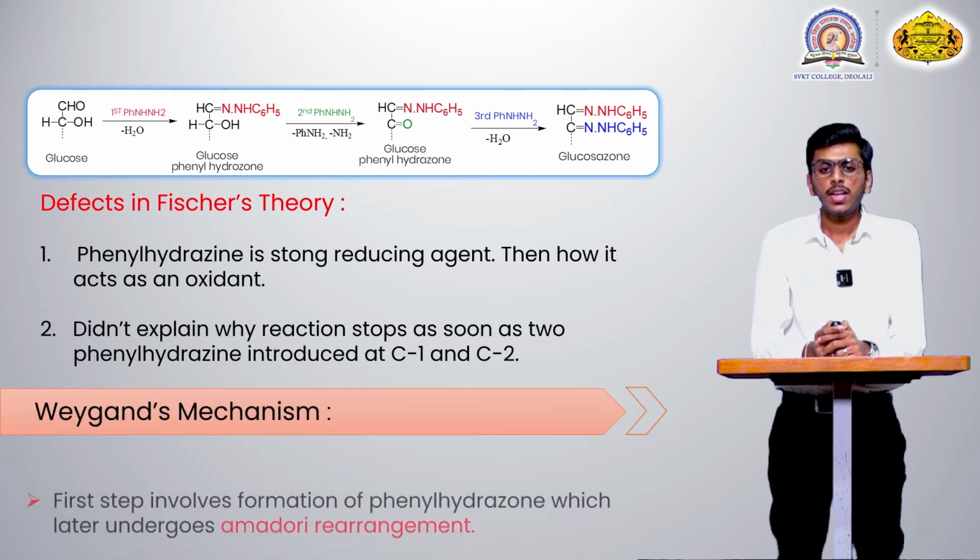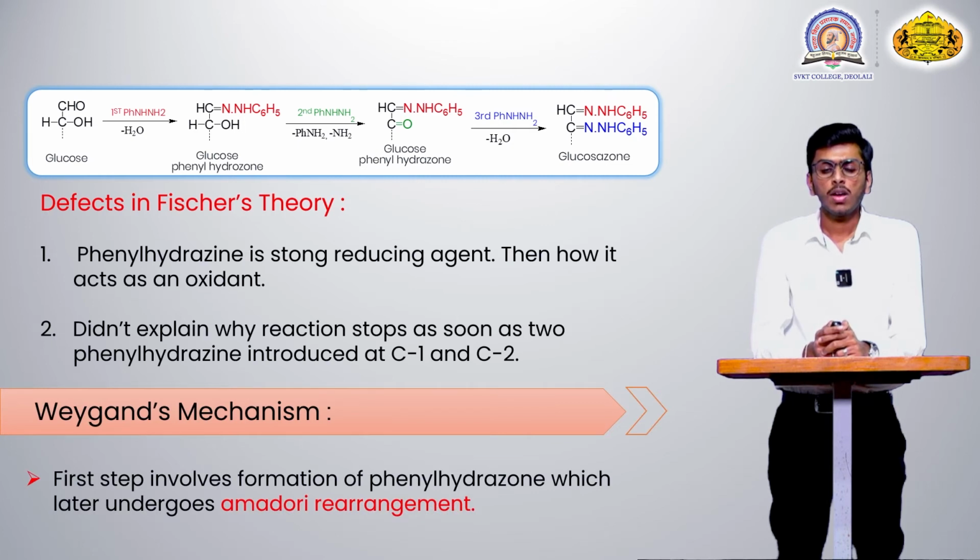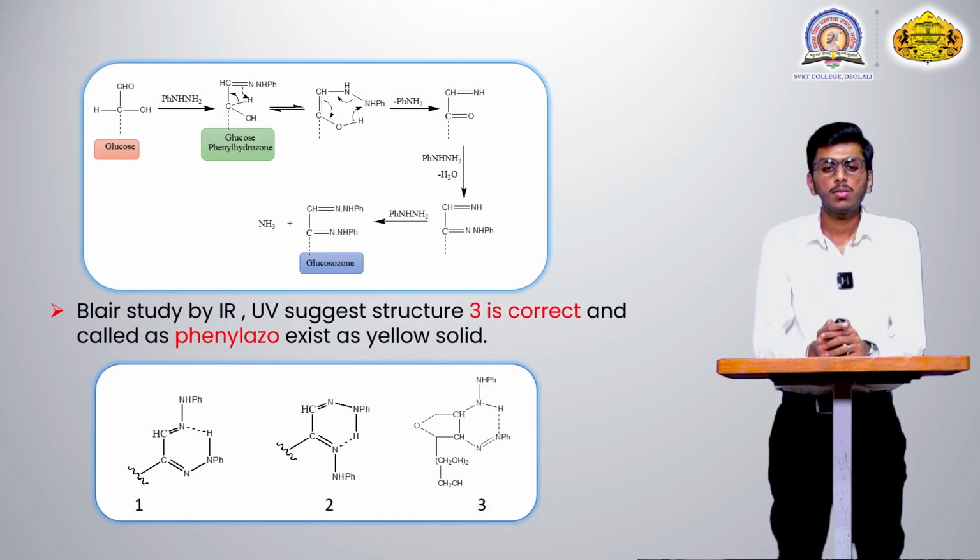Hence, the next theory was introduced by Weygand. Weygand's mechanism states that the first step involves the formation of phenylhydrazone, which later undergoes Amadori rearrangement. The mechanism of Amadori rearrangement is shown below. Glucose on reaction with phenylhydrazine gives a cyclic intermediate, which on rearrangement reacts with a further 2 moles of phenylhydrazine to give glucosazone.